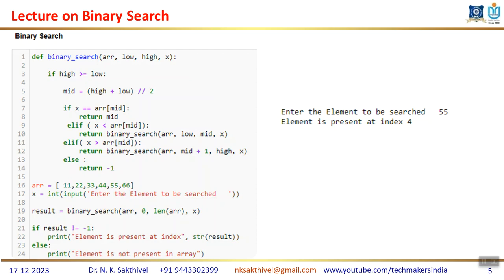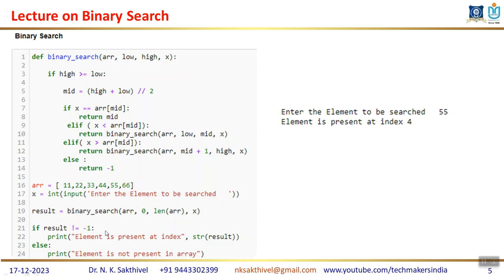That means, for example, with 10 crore elements, I need to search only 5 crore. With 20 crore elements, I need to search only 10 crore. So please understand, 50% of the elements need not be searched during each iteration. That is the great strength of binary search.